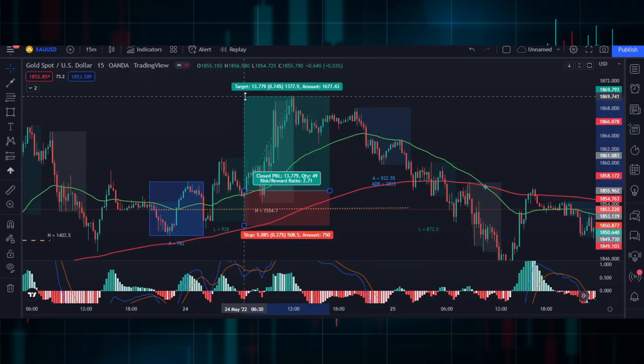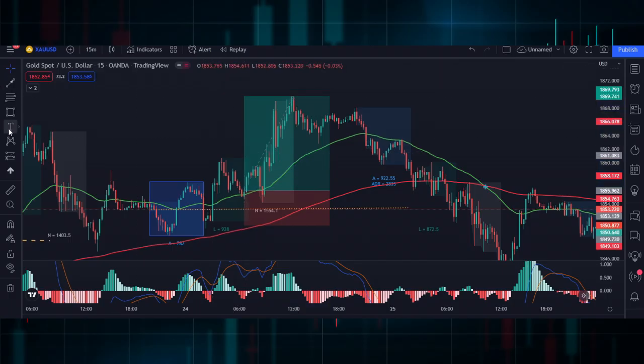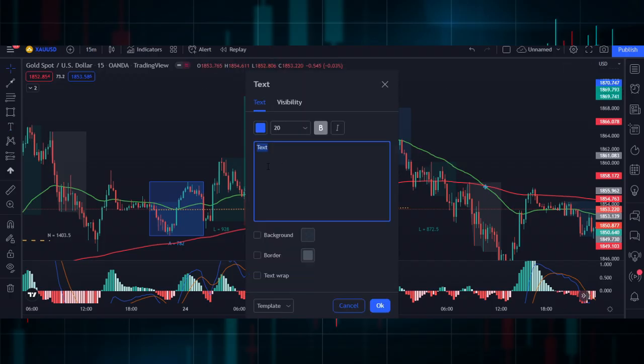And the trade went up all the way for 137 pips profit. Just put it down.